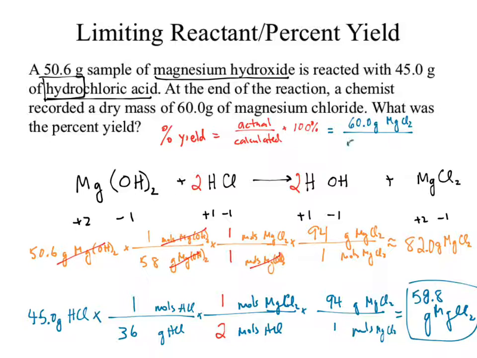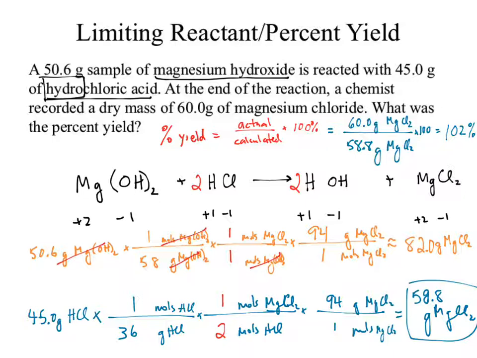I can now dump that back up into my equation, 58.8 grams of magnesium chloride. Go through, multiply by 100%, and I get... those of you who are punching in the calculator can tell me a number. 102. Okay. We're going to stick it at just 102 because we have 3 sig figs, so we get 102%.